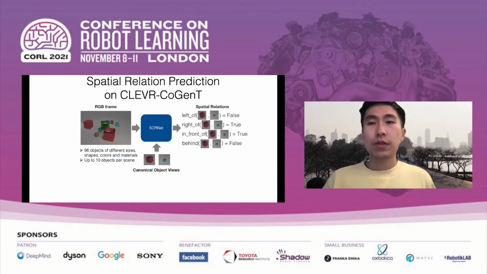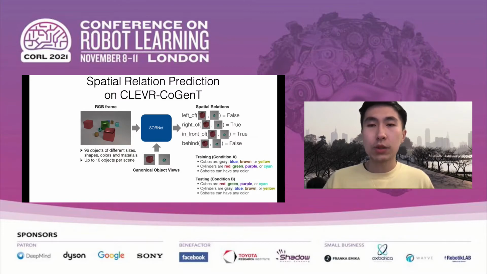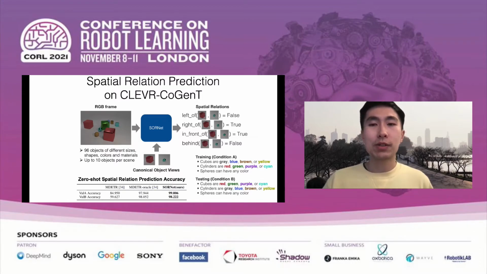Finally, we also evaluate SORNet on predicting spatial relations on the Clevr-CoGenT dataset. The dataset contains objects of different shapes, sizes, and scenes with up to 10 objects, which lead to very heavy occlusions. The training and testing split also contain different sets of objects. SORNet exhibits almost zero generalization gap to unseen objects and achieves similar performance to an Oracle baseline trained on both training and testing objects. If you're interested, please refer to our paper or come to our poster session for more details.